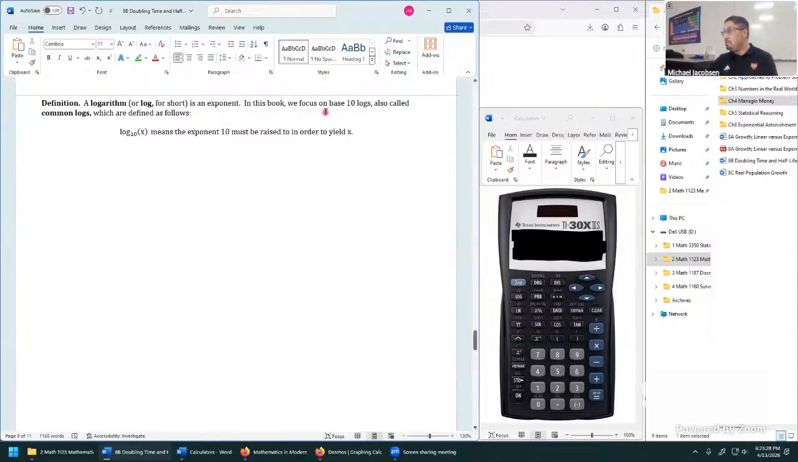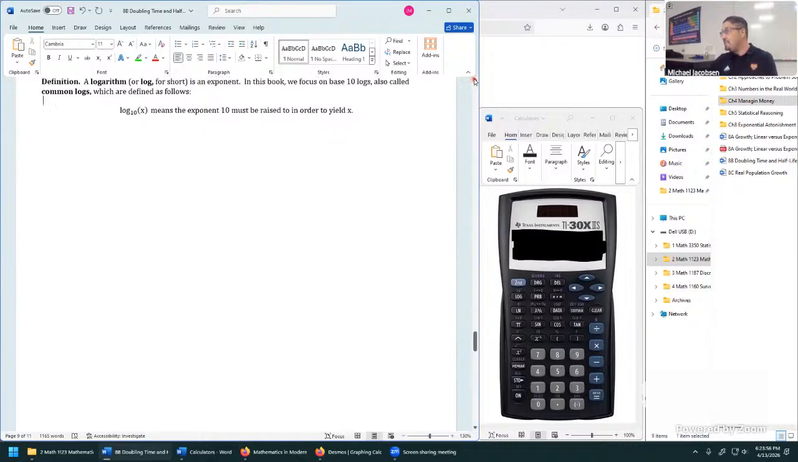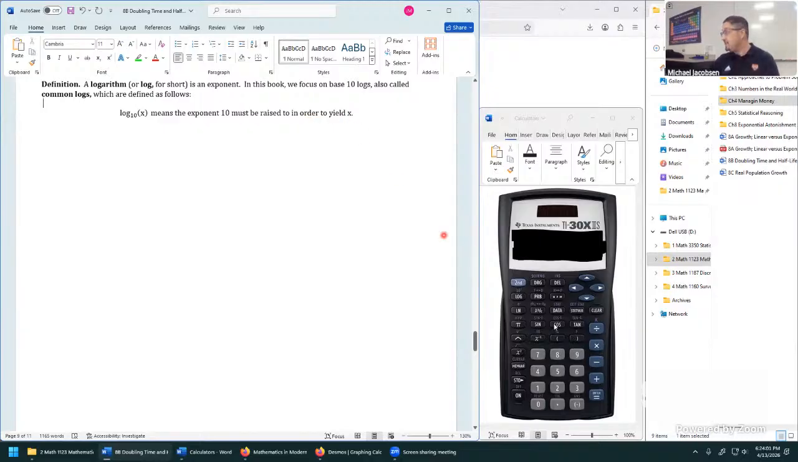In this book, the author mentions we're only going to look into base 10 logarithms, also called common logs. And here's how the specific base 10 logarithm is defined. The base 10 logarithm of x is the exponent that 10 must be raised to in order to yield x. It's kind of a word salad, so the reason there's so much white space here is really just to understand that one sentence to see what it's saying exactly, and also practice with the calculators.